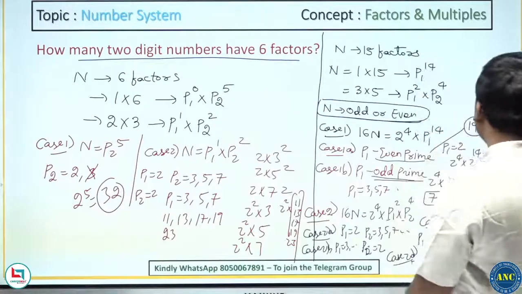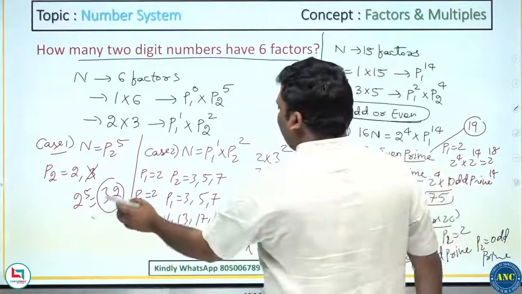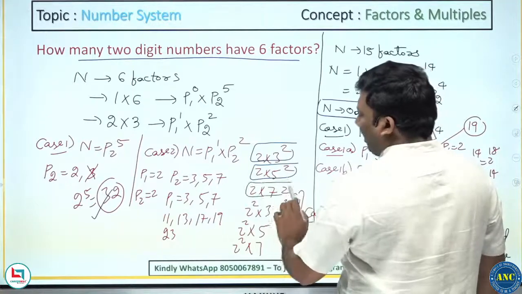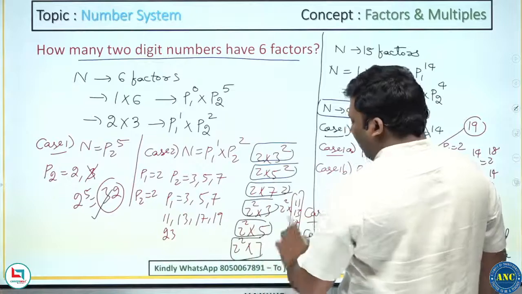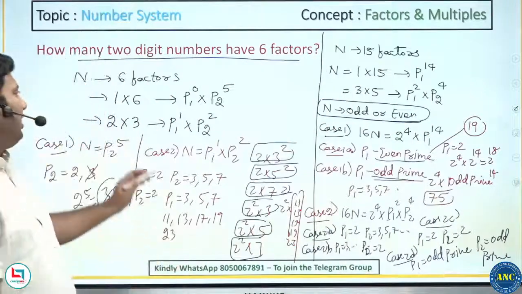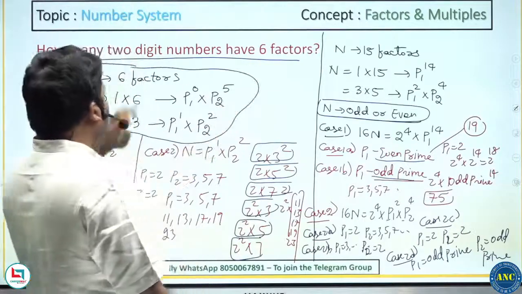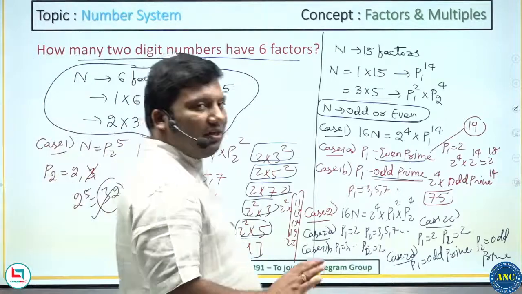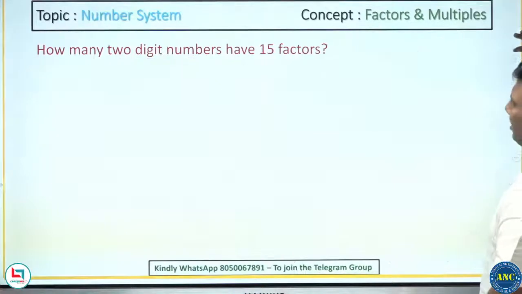What are the numbers which have got exactly 6 factors? 32 is one number, 18 is one number, 50 is another number, 98, 12, 20, 28, like this, all the cases you will get. The only thing is, if you know how to write the number like this, then the answer will be extremely easy. I hope the idea is clear.